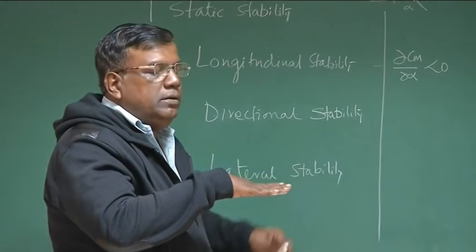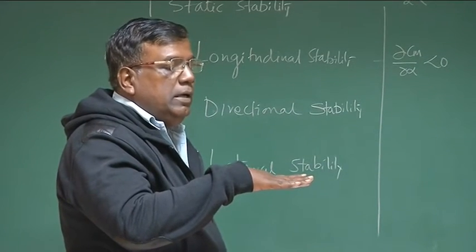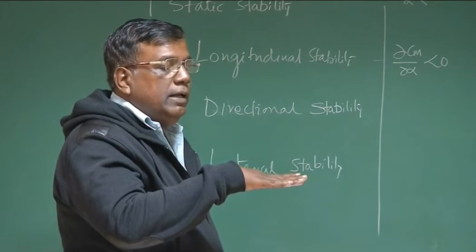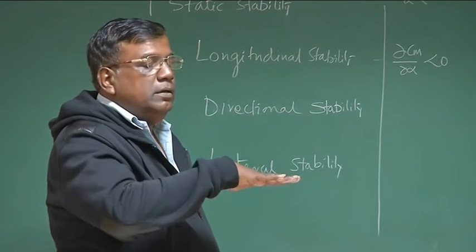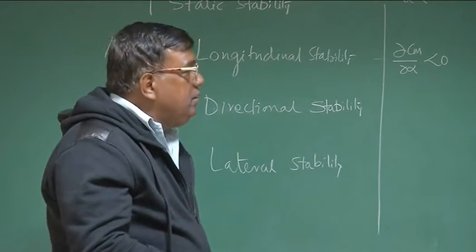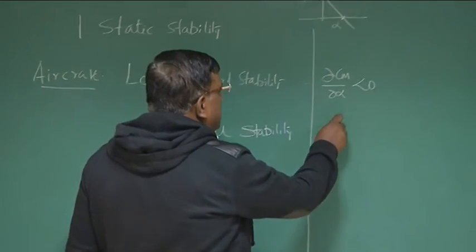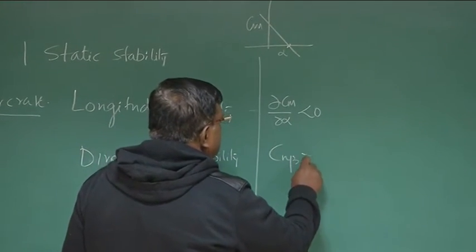crosswind there is a beta introduced, the airplane should have an initial tendency to nullify that, so it will turn the airplane or generate a positive yawing moment. So we said Cn beta greater than 0.